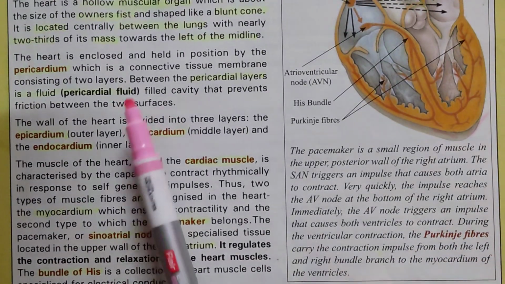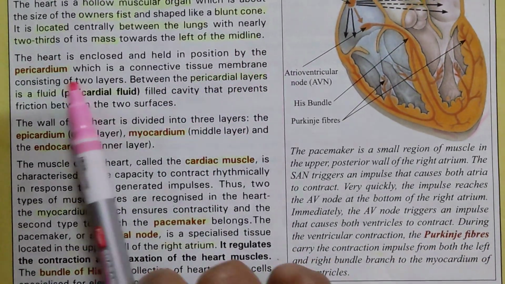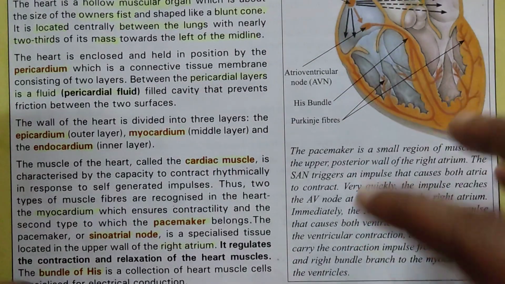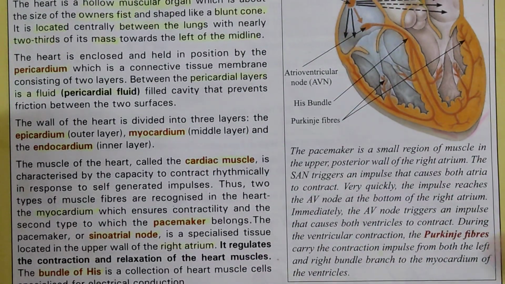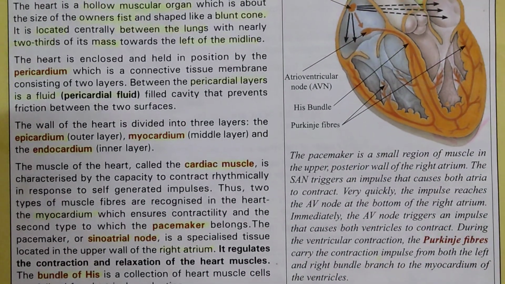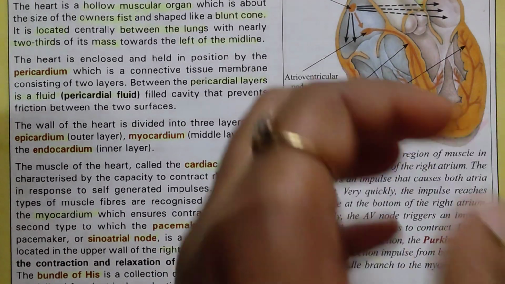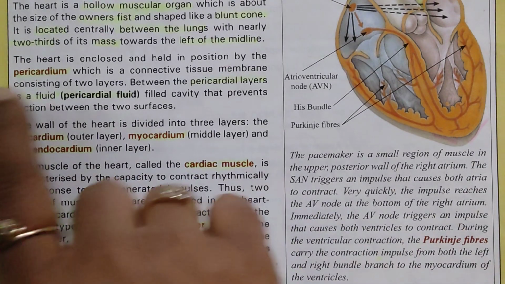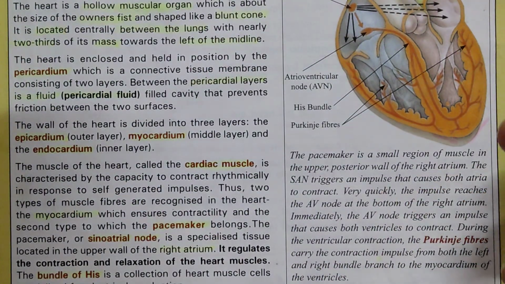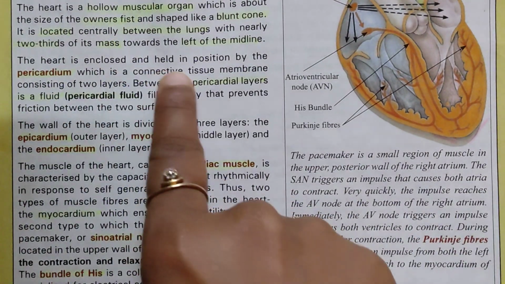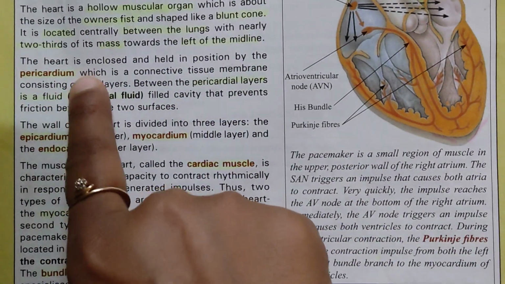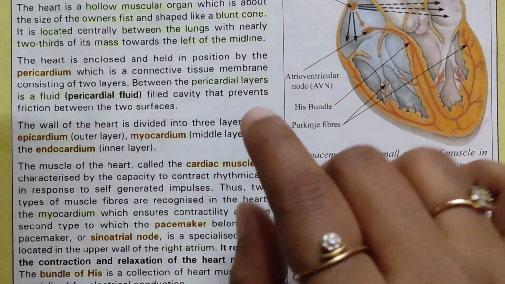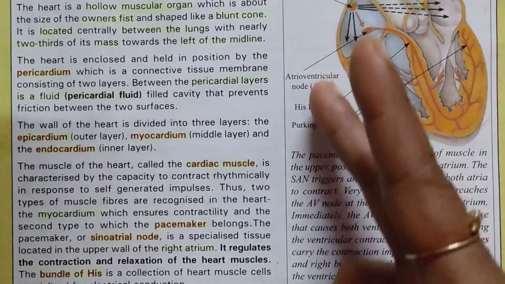Next, the heart is enclosed and held in position by a pericardium. Now see, this heart cannot just float inside your body, isn't it? So it has to be attached with something. So what is the thing which is holding this particular heart in that position in your body? It is enclosed and held in position by the pericardium. What is pericardium? It is a connective tissue membrane consisting of two layers.